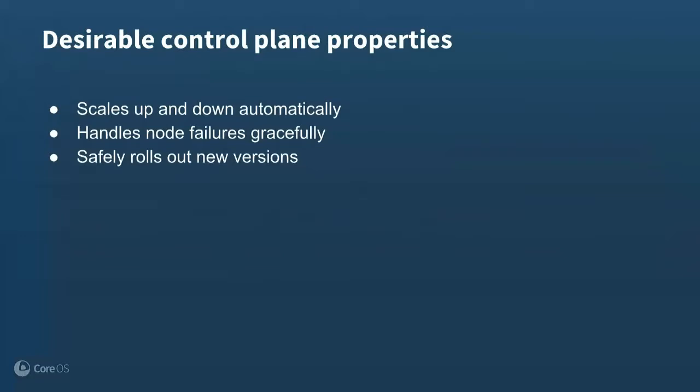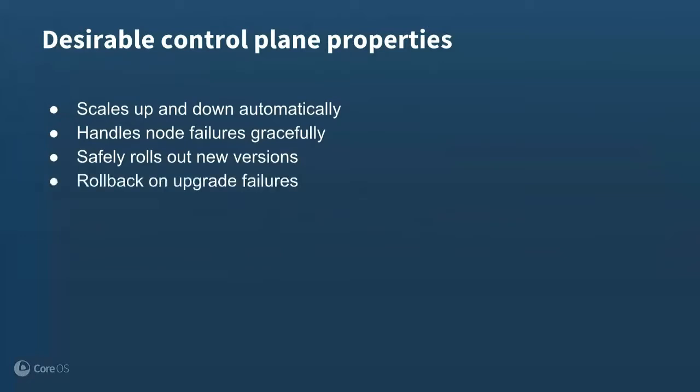Furthermore, we would like to safely roll out new versions. If we are upgrading our control plane to a new version of Kubernetes, we'd like to do so in a safe manner, perhaps one node at a time, making sure that that new node passes certain health checks and so on before proceeding with the upgrade.